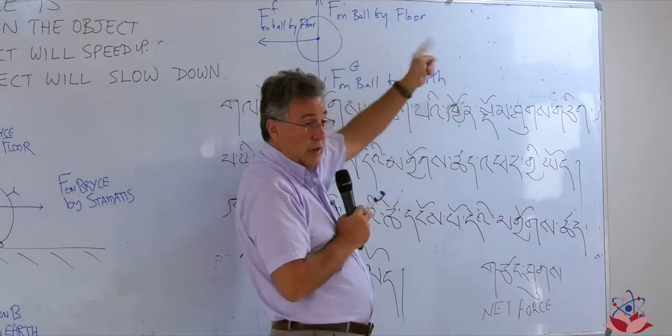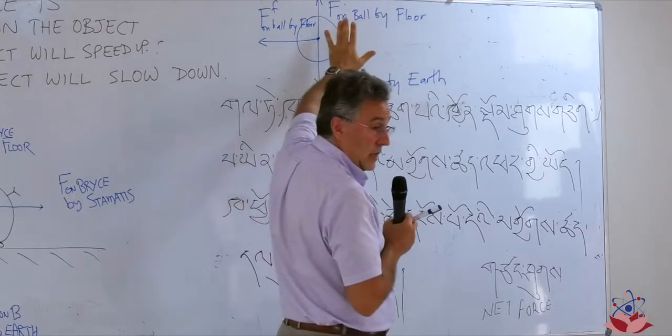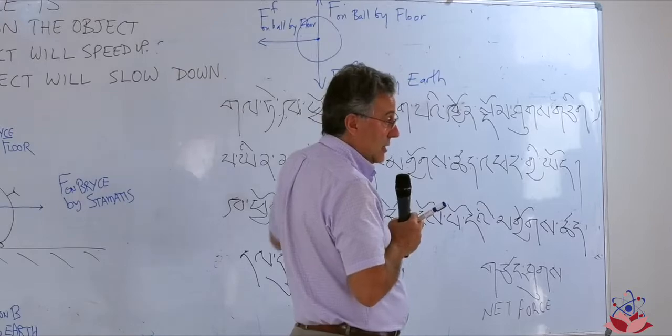There is no arrow going this way because I'm drawing this at an instant when I'm not touching the ball.